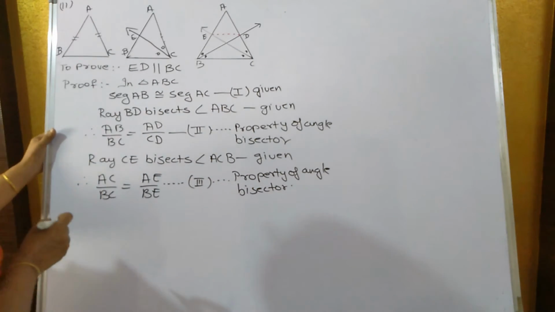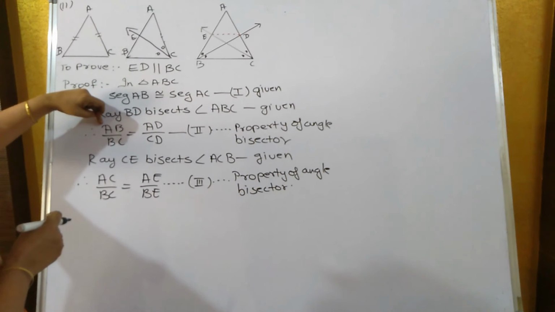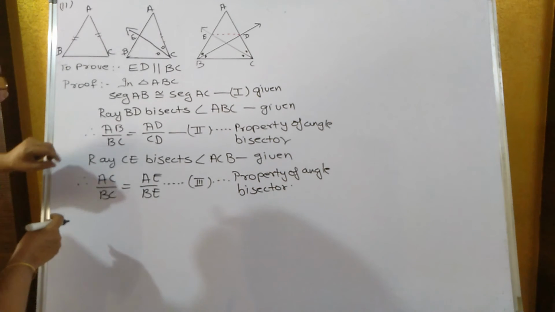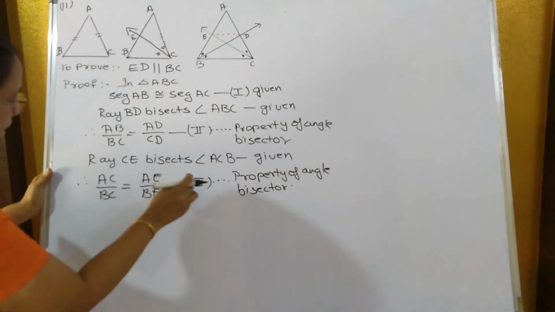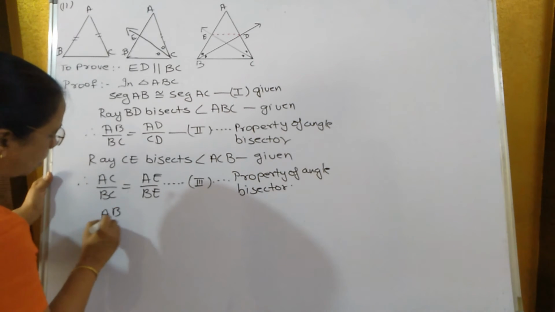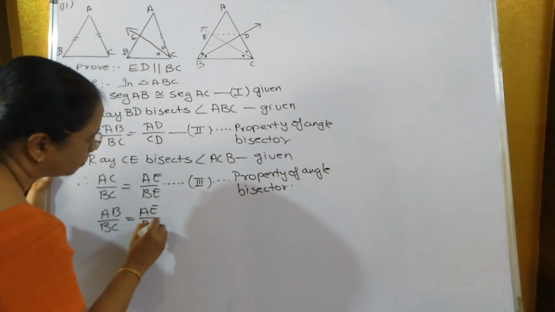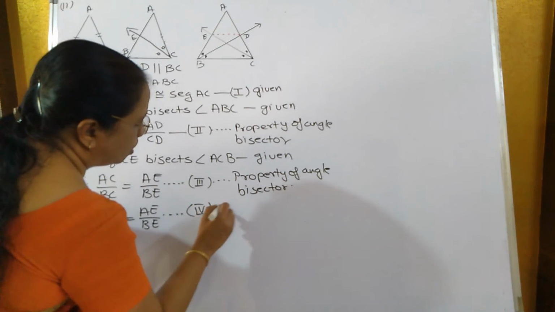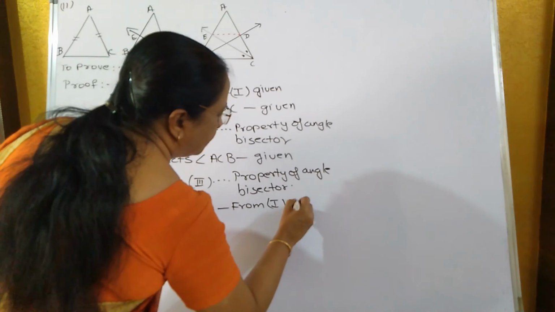Now from 1 what you will get? AB is equal to AC. So instead of AB I can write AC, or instead of AC I can write AB. Anything I can take. So from 1 and 3, what you get? Instead of AC I'll write AB. AB upon BC is equal to AE upon BE. Let us take this as 4, from 1 and 3.